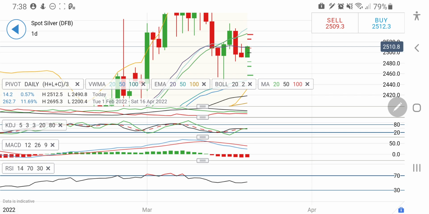It is definitely going to hit 2560, and beyond that it may try to rise strongly further towards 2600. So take your positions accordingly.